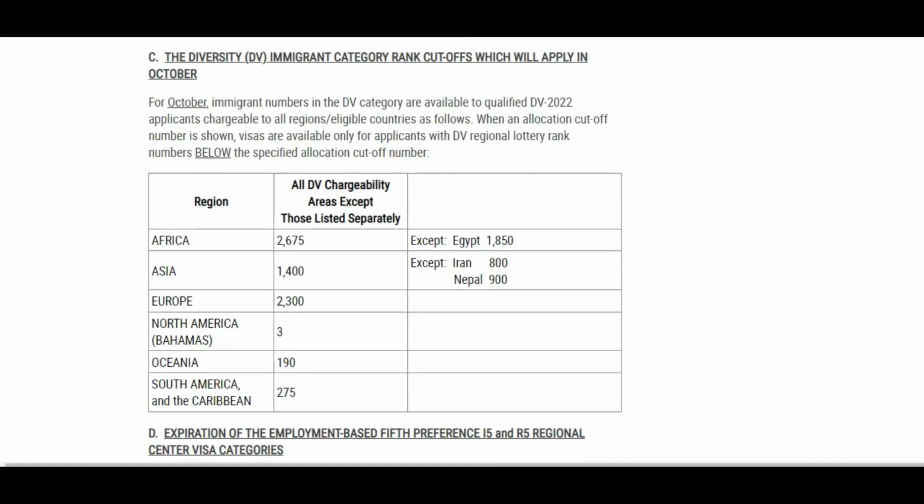I must mention that the tables shown in this video are from previous Visa Bulletins. I'm only using them for the purpose of explanation. Yours will be different from what we have here.